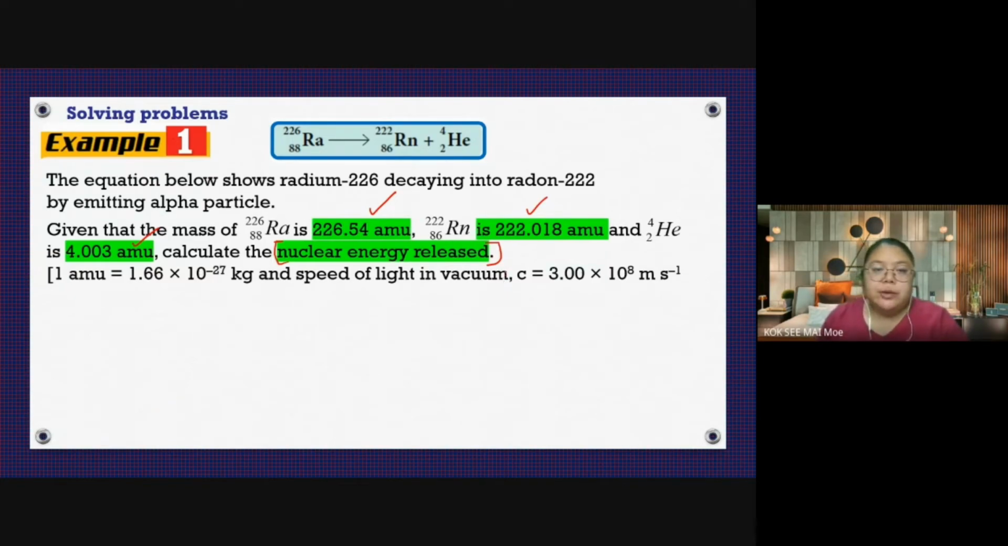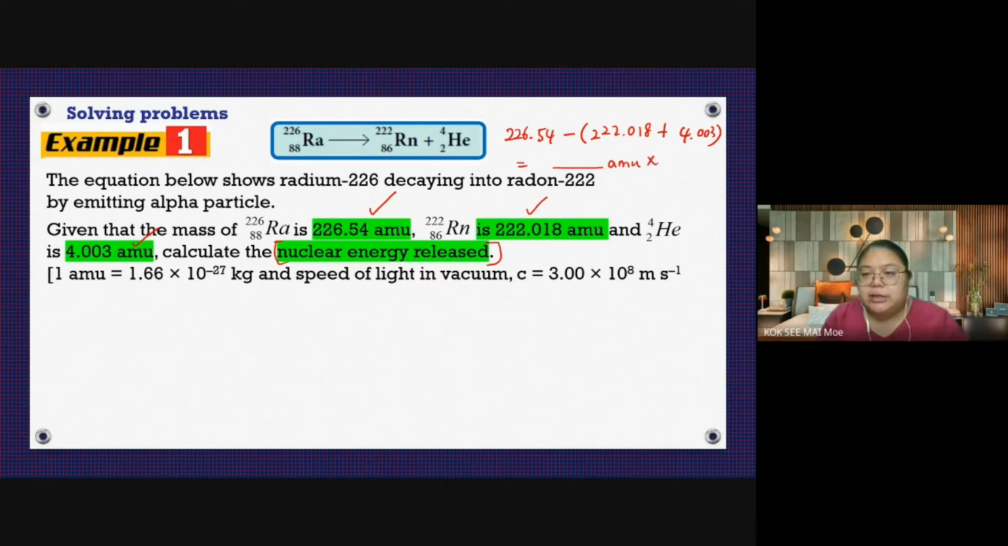Okay, so from here, you need to write in full. That means the mass defect is 226.54 minus Rn 222.018 plus helium 4.003. After that, how many AMU do you get? This one is what you want to get. Because it's straightforward, you multiply, and you get the answer first.